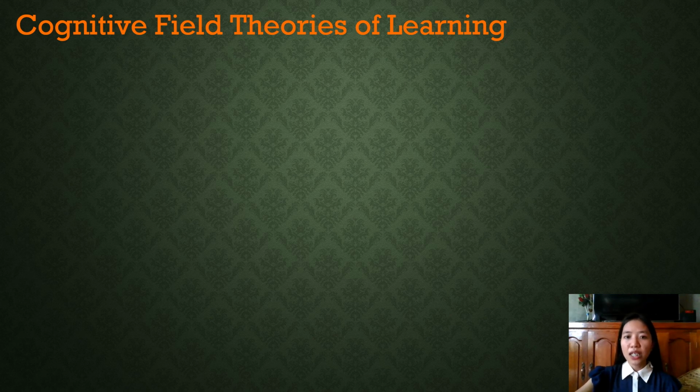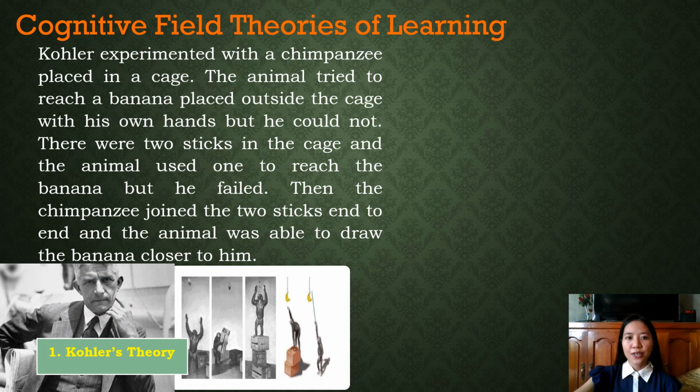There are three cognitive field theories that we will look into. First is Kohler's theory. Kohler experimented with a chimpanzee placed in a cage. The animal tried to reach a banana placed outside the cage with his own hands, but he could not. There were two sticks in the cage, and the animal used one to reach the banana, but he failed as well. Then the chimpanzee joined the two sticks end to end, and the animal was able to draw the banana closer to him.